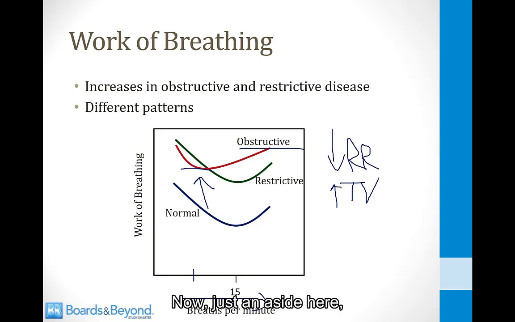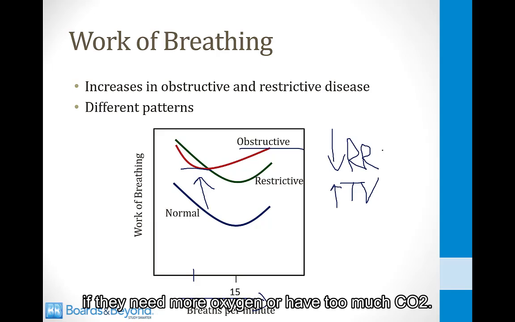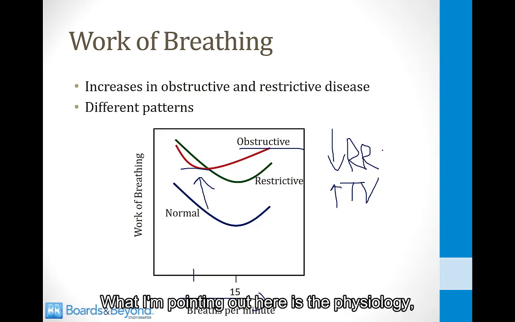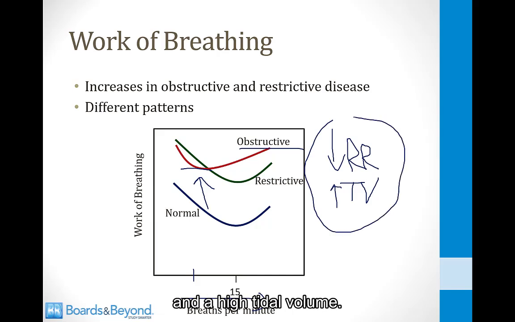Now, just an aside here, what truly determines your respiratory rate are things like the carbon dioxide level and the oxygen level, not just the work of breathing. So patients with obstructive lung disease often are breathing at a rapid respiratory rate if they need more oxygen or have too much CO2. But what I'm pointing out here is the physiology, that in order to minimize the work of breathing, patients with obstructive disease like to breathe at a low respiratory rate and a high tidal volume.